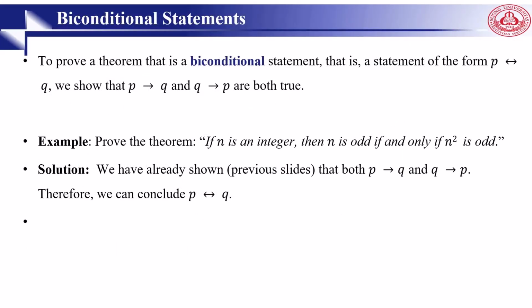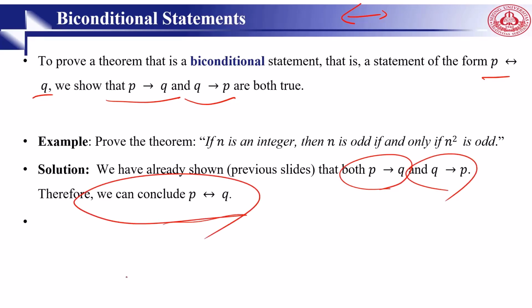To prove a theorem that is biconditional, that is a statement of the form p if and only if q, we just need to show p implies q, and q implies p. We already did it, right? So, for example, prove the theorem that if n is an integer, then n is odd if and only if n squared is odd. We have already shown in the previous slide that p implies q and q implies p. So simply, we did it.